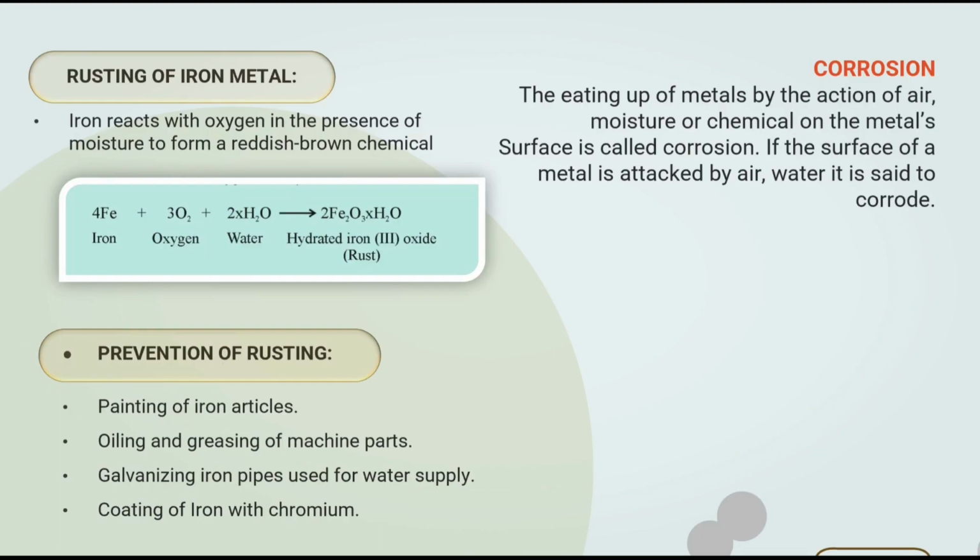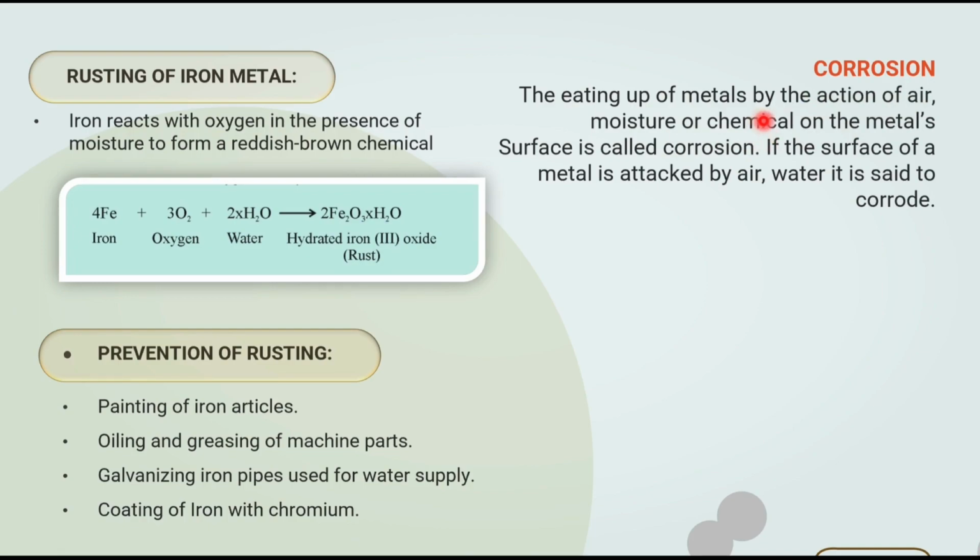Dear student, let us consider the phenomenon of corrosion. Corrosion is the eating up of metals by the action of air, moisture or chemicals. Due to the action of air, moisture or chemicals, the eating up of the metal takes place.